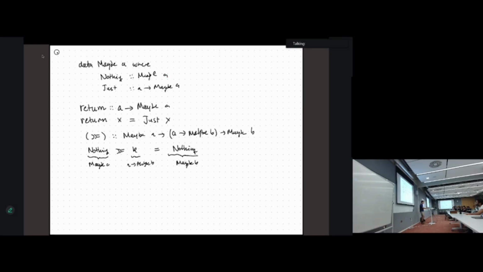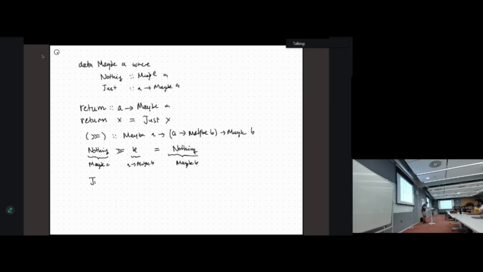Note that the nothing on the left is not the same as the nothing on the right, because they have different types, but they both do nothing. And so this is like the propagation of error, right? If you have an error on the left-hand side, everything to the right just disappears by proxy of this law, or this definition.